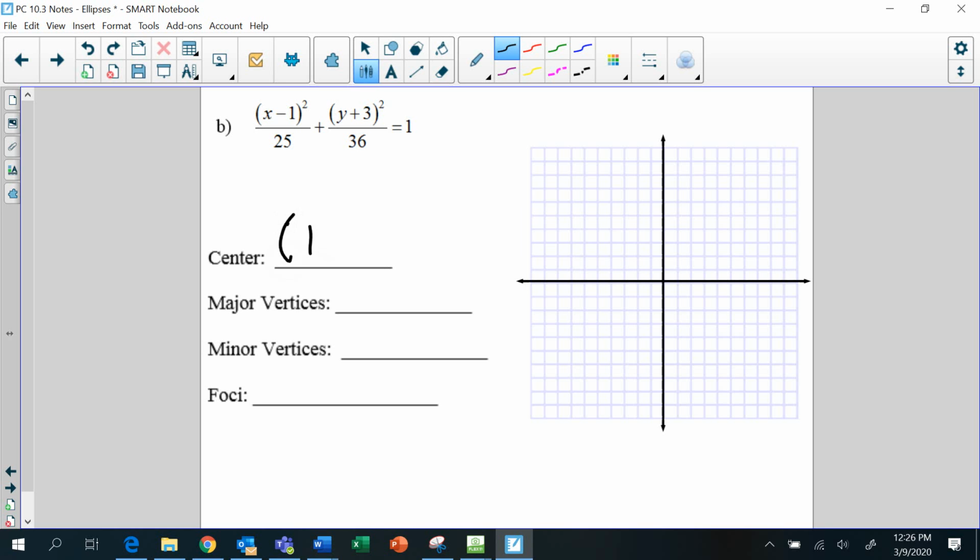Plus 1, -3. Plot it. 1, -3, center. Just like you found the center of the circle, center of ellipse, same way.